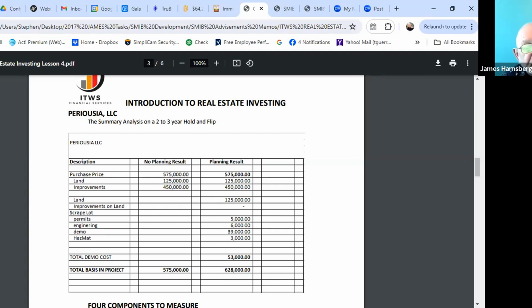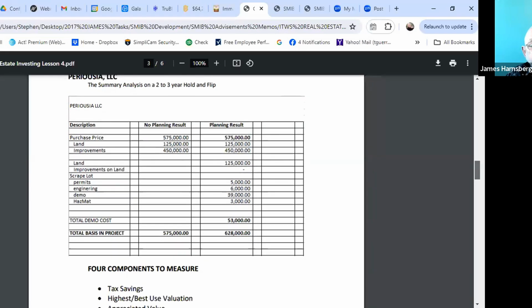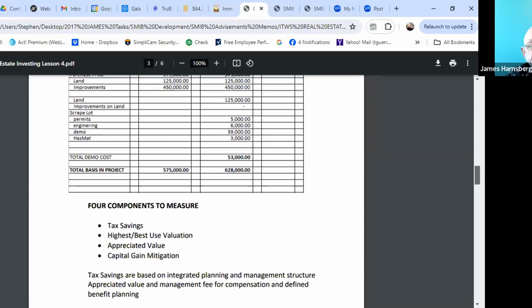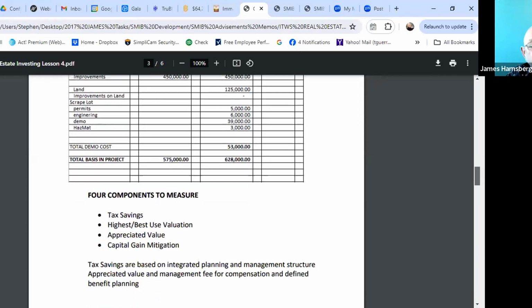So now our basis is $628,000. The LLC sold the property, didn't even take a week, full cash offer for $1,250,000. And the four components that we're going to be measuring on performance of this investment was our tax savings, our highest and best use valuation, the appreciated value, not because of market conditions, but because highest and best use.